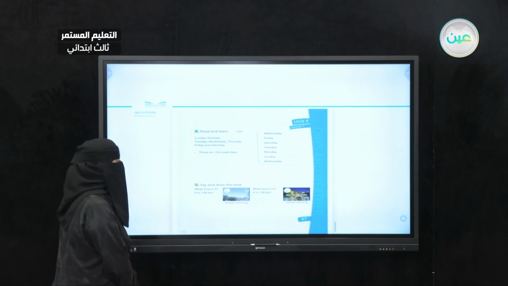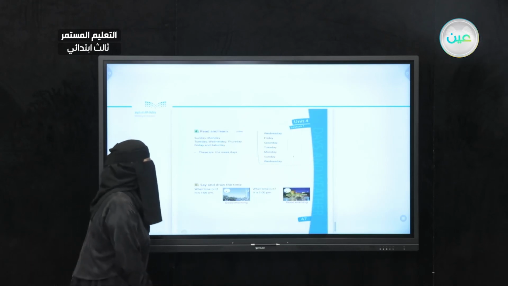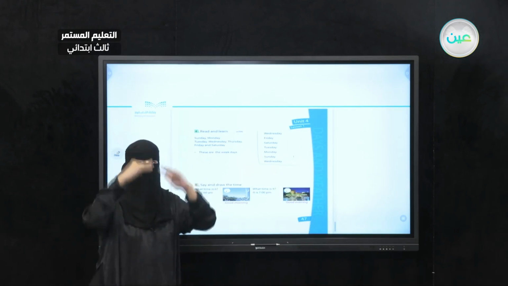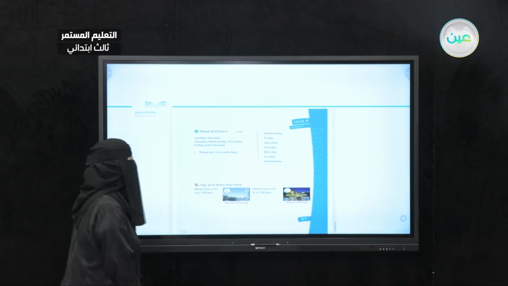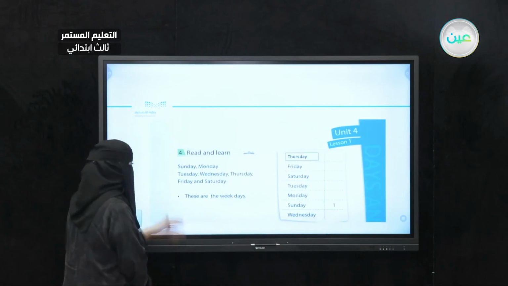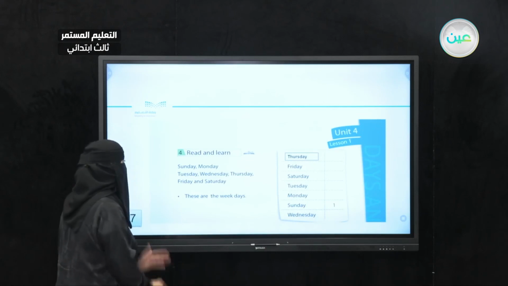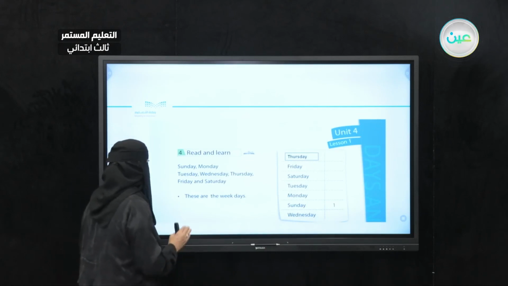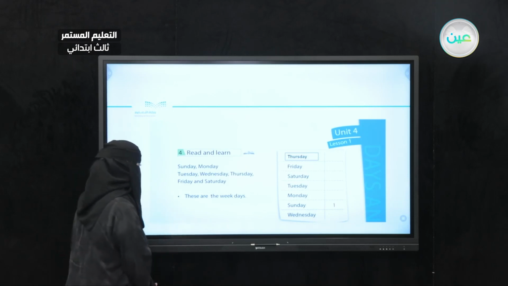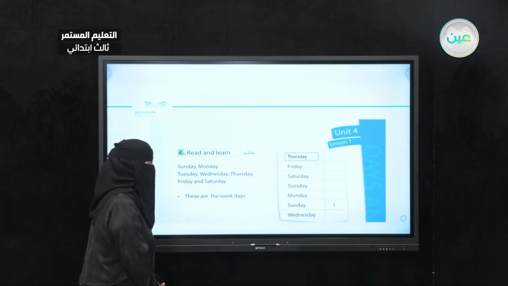Now, this is page 47. As you can see in page 47, I have two parts. I will zoom in for the upper part, and then we will be moving to the lower one. Read and learn. As you can see, again, I have the days of the week: Sunday, Monday, Tuesday, Wednesday, Thursday, Friday, and Saturday. These are the weekdays, okay?